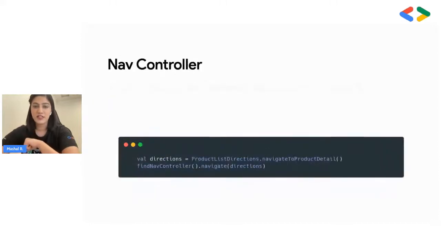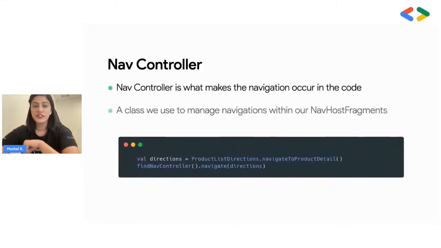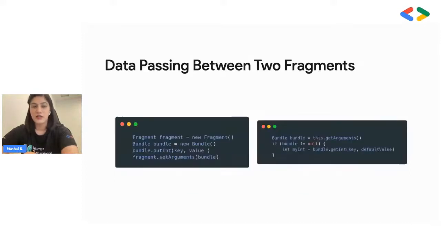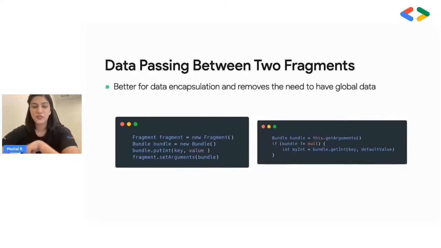Then we have a nav controller. This is what does most of the work behind the scenes. It contains the logic we need to swap destinations in and out of the nav host fragment. Each nav host fragment has a nav controller that we use in our code. And this is what makes navigation actually happen. When we write this code, we're basically pointing towards the action and instructing the nav controller to swap the current fragment with the one mentioned in the action.